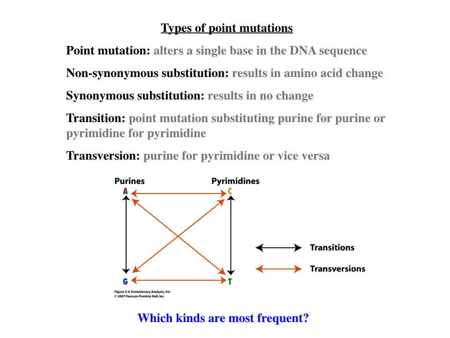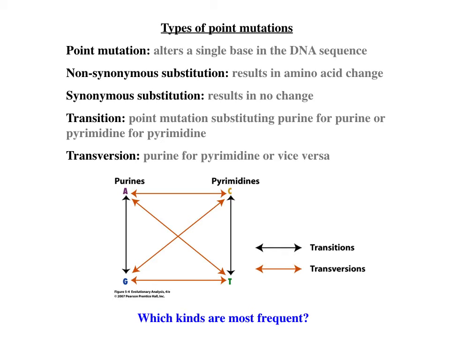Another name for a silent mutation is a synonymous substitution. This is where there is no resulting change. The opposite of that is a non-synonymous substitution. That means that there was in fact an amino acid change. Point mutations again just alter a single base pair. We also have grouped point mutations that substitute a purine nucleotide for a purine nucleotide, or a pyrimidine for a pyrimidine, as a transition, and one that substitutes a purine for a pyrimidine, or vice versa, as a transversion.